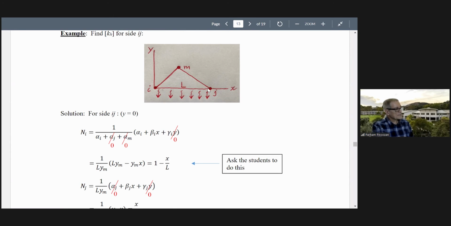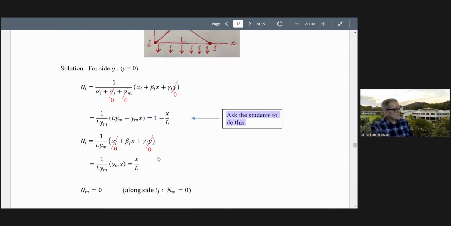Now for this side ij, y is what? y is 0. Y is 0 for this. So this term would be 0 if you find alpha j, and you see that they will be 0. And if we find alpha i here and simplify, we get 1 minus x over L. Usually in the class, I would ask students to do this. We were sometimes more active in the class, of course. So I want you to verify these items.